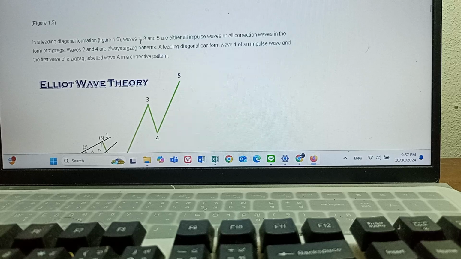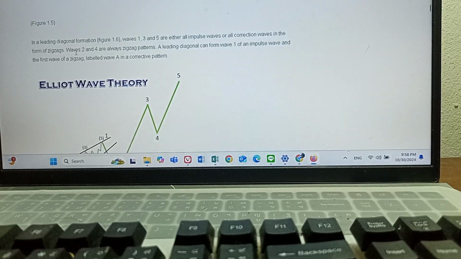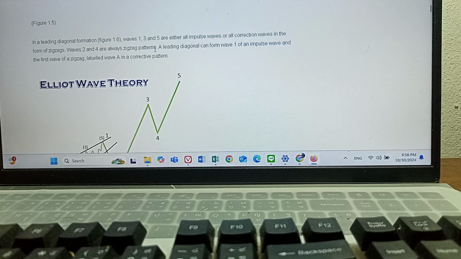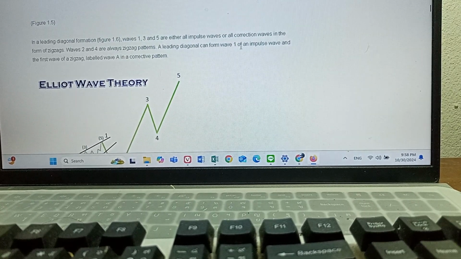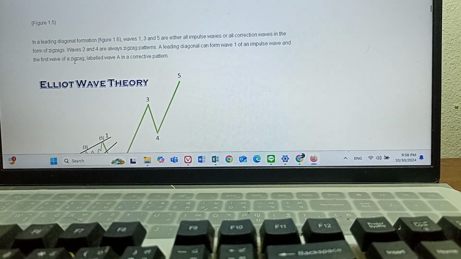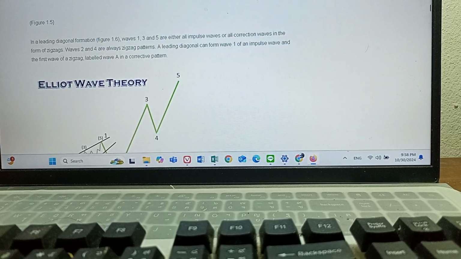In a leading diagonal formation, figure 1.6, Waves 1, 3, and 5 are either impulse waves or corrective waves in the form of zigzags. Waves 2 and 4 are always zigzag patterns. A leading diagonal can form as Wave 1 of an impulse wave and the first wave of a zigzag, labeled Wave A, in a corrective pattern.